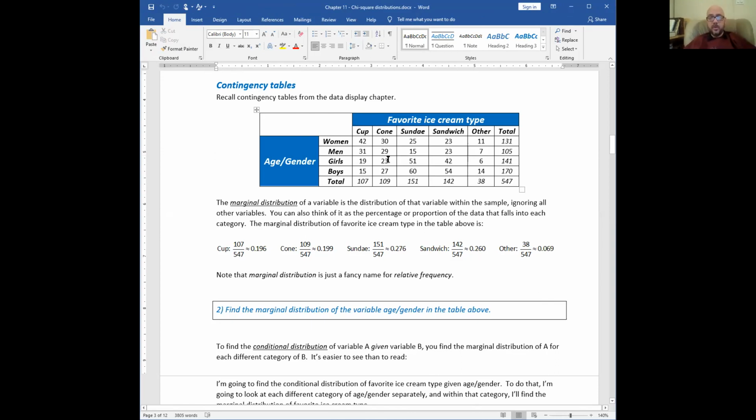That's what you do. Now notice that I've got 20 cells in here. So we could do this by hand, right? I could do 131 times 107 out of 547 for our expected value for cup, and then our observed value for cup is 42. Now I could do observed minus expected squared divided by expected, get a chi-square contribution from this cell. Then I could do the same exact thing for cone, and for sundae, and for sandwich, and for other for women. And then I would do the same thing for men, cup, cone, sundae, sandwich, other. As you can imagine, this gets tedious. We're not going to do it by hand.